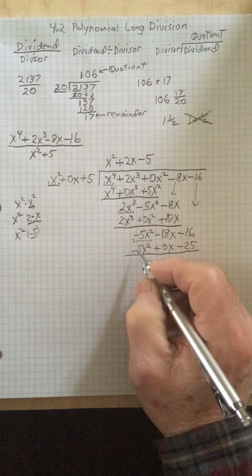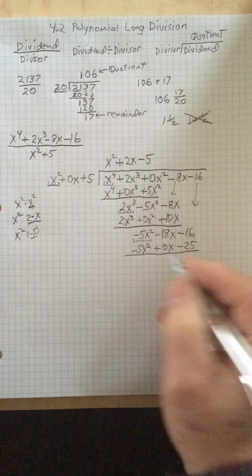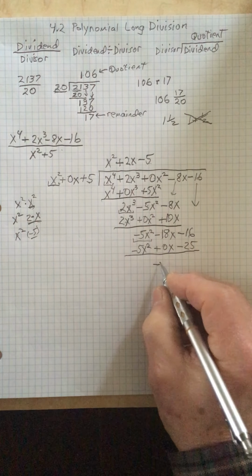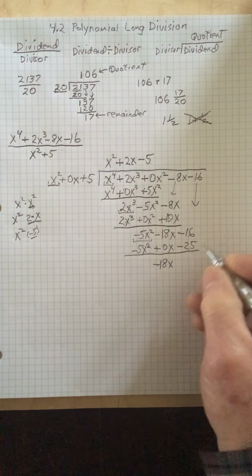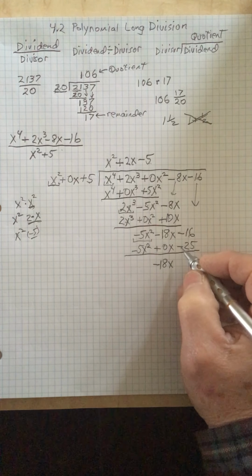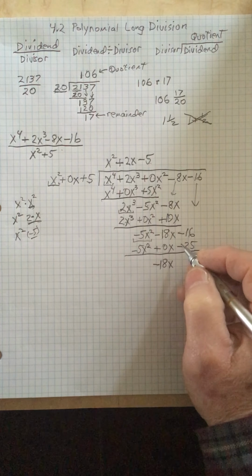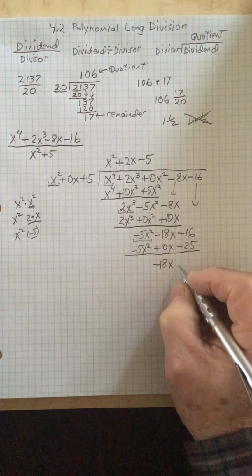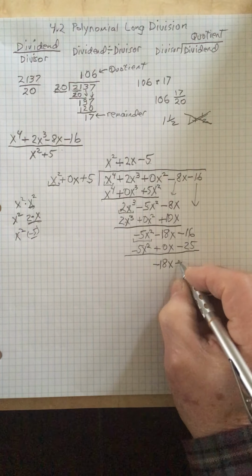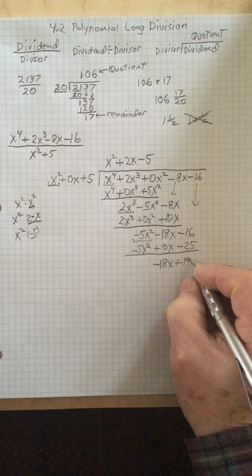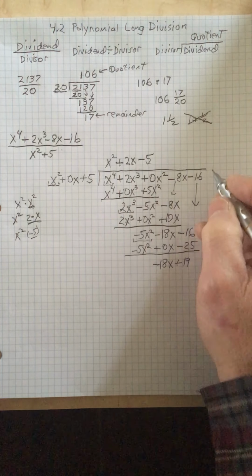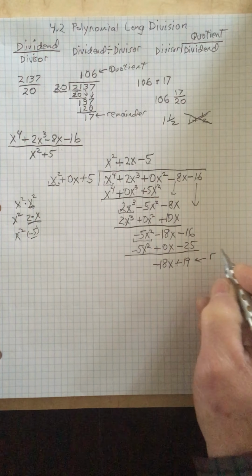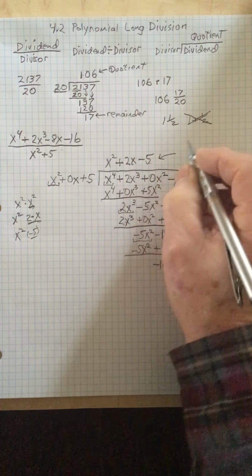Minus 5 minus a minus 5, that's 0, because that would become a plus. Minus 18x. And here we got minus 16 minus a minus 25, so that would be 25 minus 16, that would be plus 19. Nothing else to bring down. That's your remainder right there. That's your quotient right there.